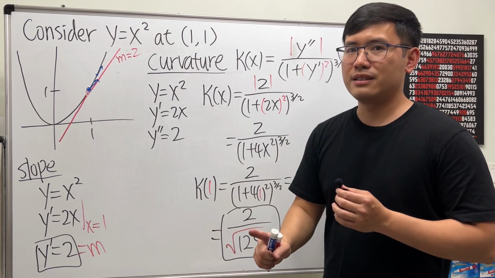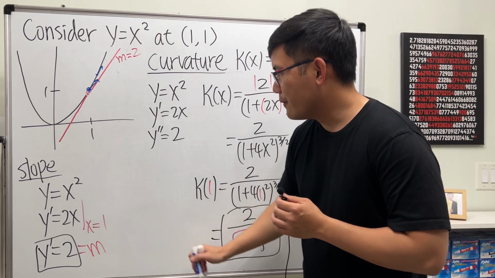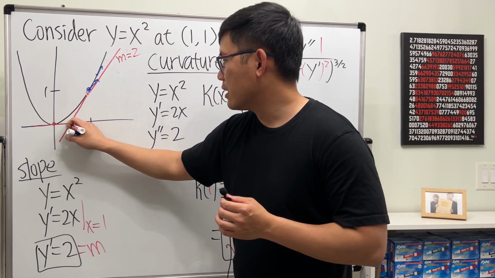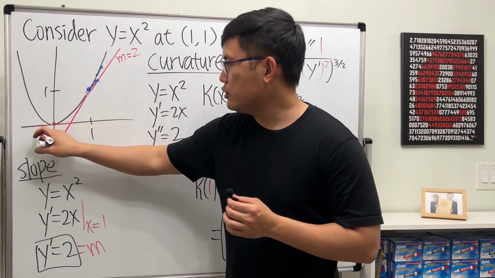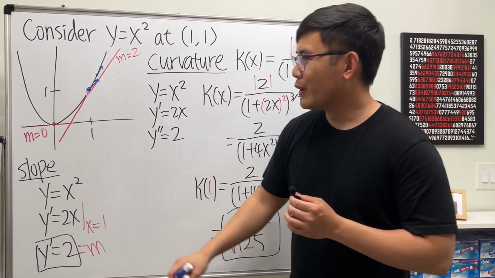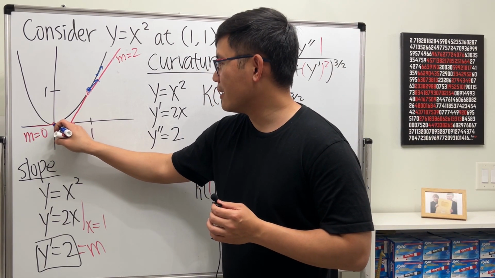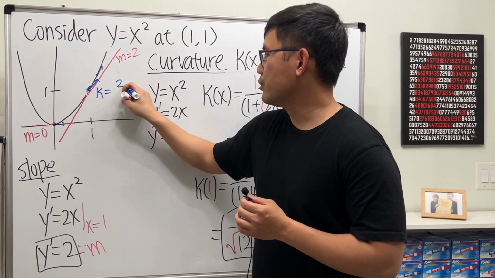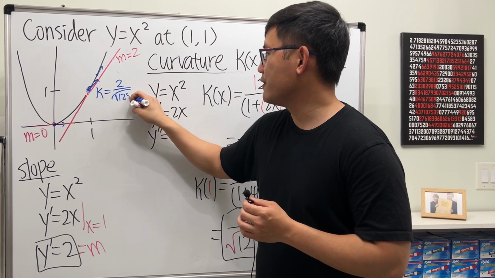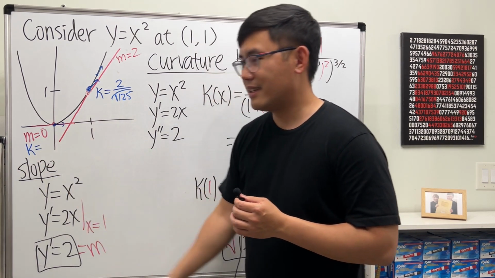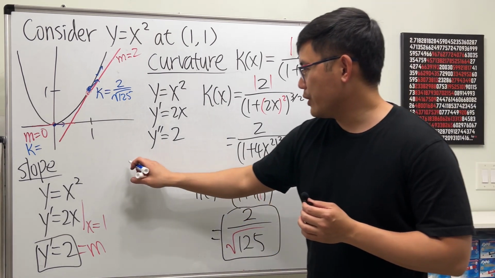In fact, if you look at the origin, the slope of the tangent line is 0, but what's the kappa here? Let me write it down. The kappa at 1 is equal to 2 over square root of 125. But how about the kappa at the origin? Let's work that out real quick.